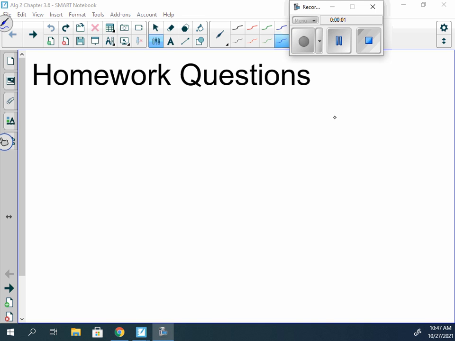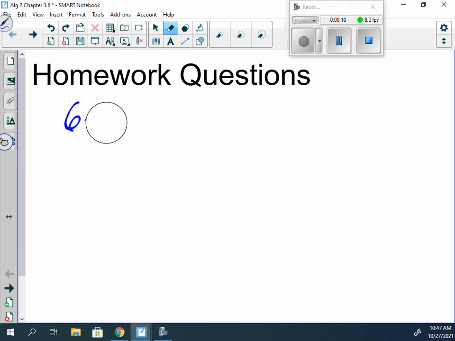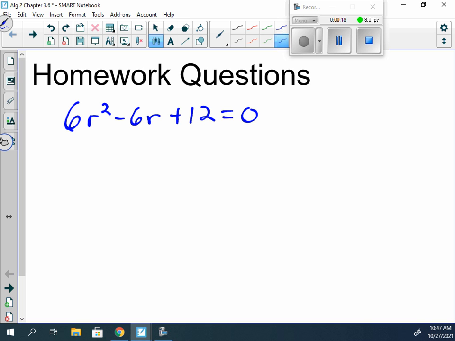Looking at problem 32: 6r squared minus 6r plus 12 is equal to 0. This is the problem? Okay.